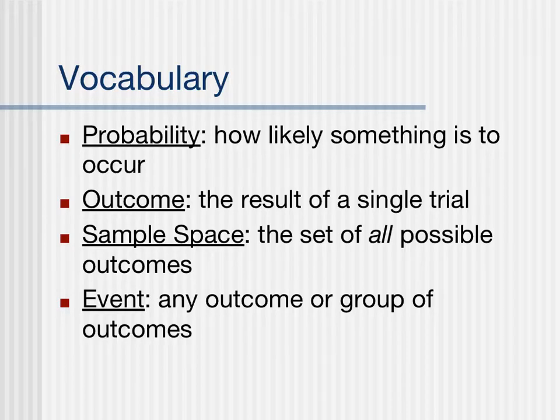The outcome is the result of one trial. So, the probability of me winning the lottery. The outcome, I lost the lottery, so that's going to be no probability. Sample space is a set of all possible outcomes, and then the event is any outcome or group of outcomes that could occur from your sample space.